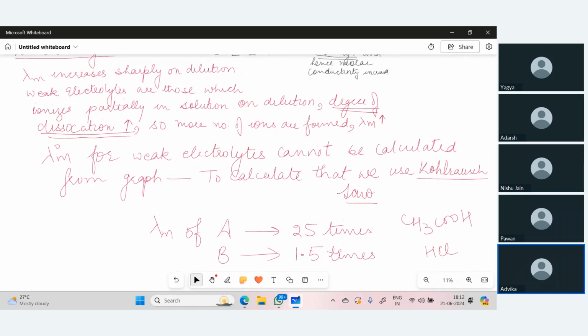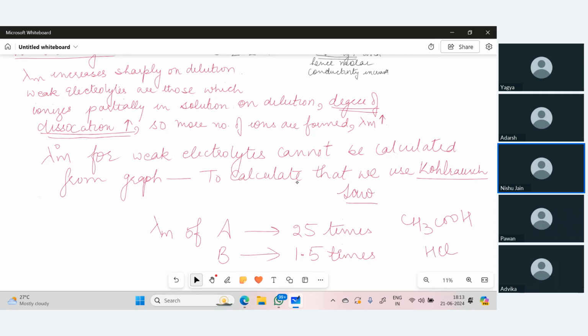Ma'am, A is acetic acid and B is HCl. Okay, other answers? I'm not sure. Out of acetic acid and HCl, which is the weak acid? Out of acetic acid and HCl, which is weak and which is strong? HCl is stronger, right? HCl is strong, acetic acid is weak.